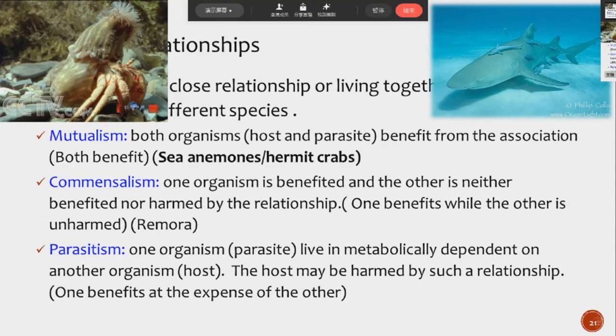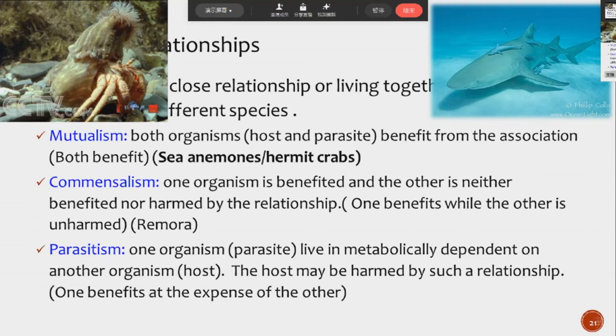So for them, we call this commensalism. But we should mainly focus on the last one, parasitism. Parasitism: two organisms living together, one benefits, the other is harmed. This relationship we call parasitism. The harmed one we call the host. The beneficial one we call the parasite.